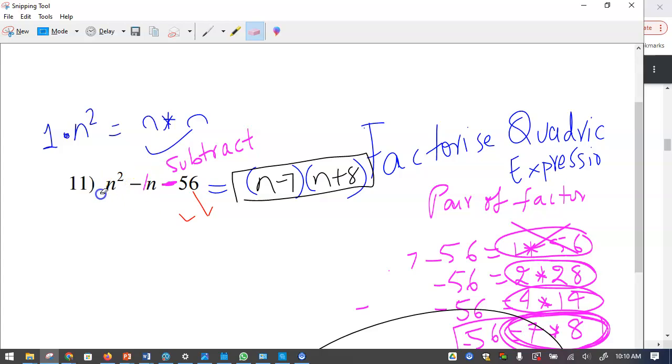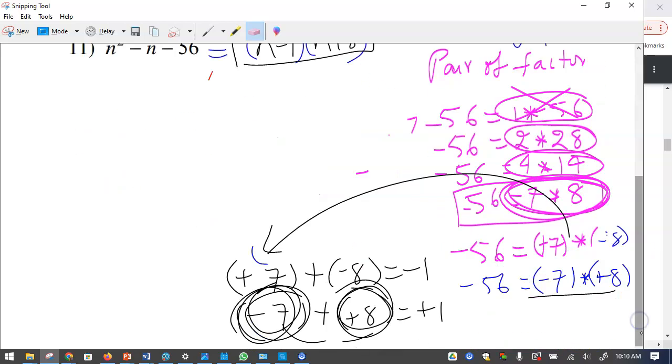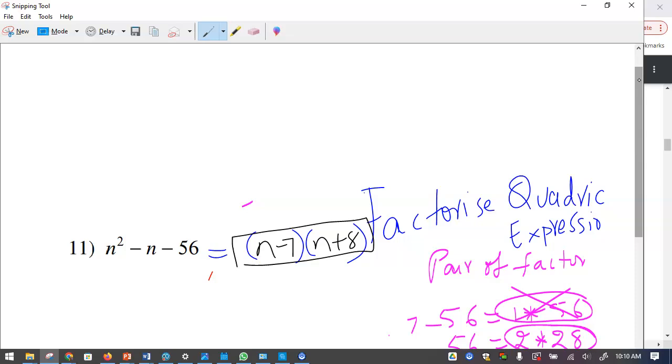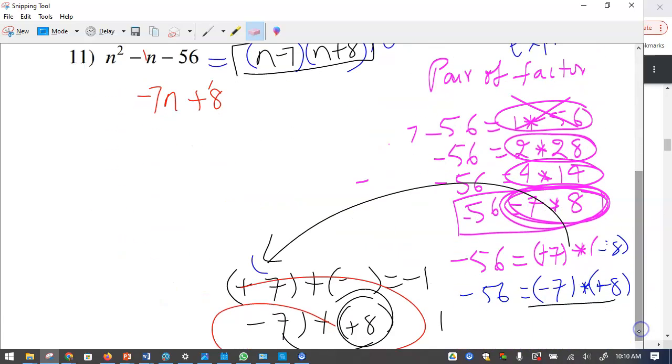There's another method that's also a beautiful method, where you split the middle term, instead of minus n. Now you did everything, you picked these two, and now all you do is the red one. This is minus n, so I'm going to write it as minus 7n plus. Sorry, I made a mistake here. It should be.